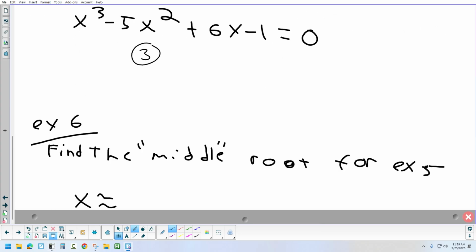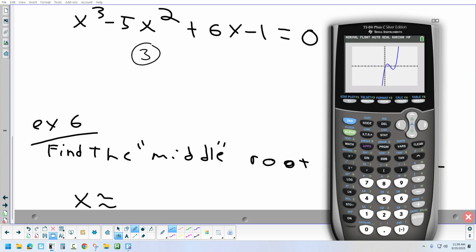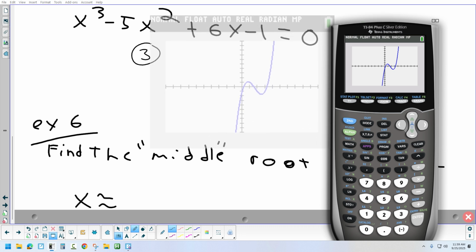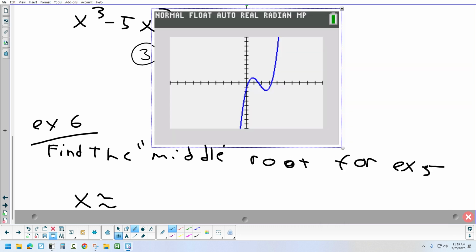Now, they want us to find the middle one. Just to be clear, I'm not saying that this one is exactly in the center of the other two. Maybe it is, maybe it isn't. I'm just using the word middle to mean I don't want you to find the left one or the right one. Find the one that's between them. All right, so they don't want all 3, just the middle.